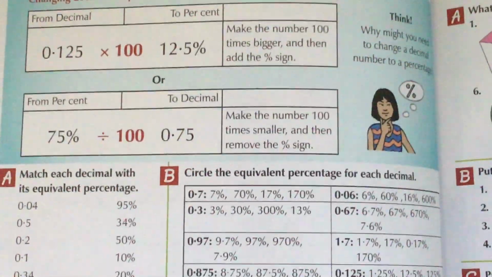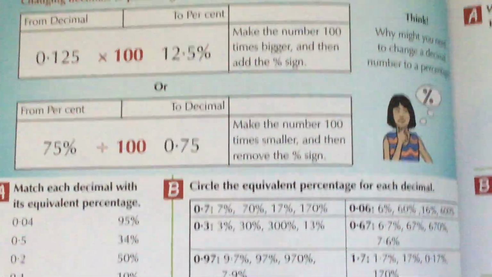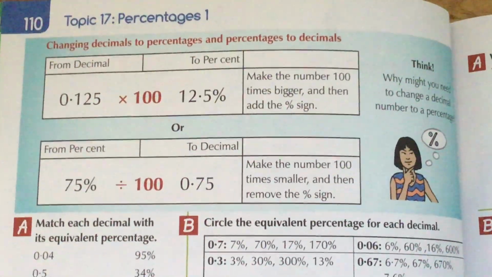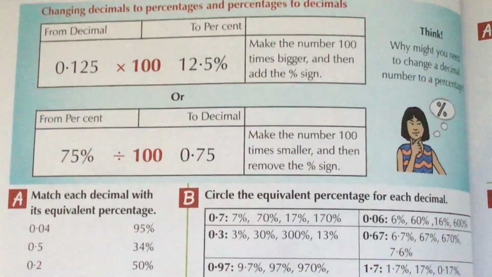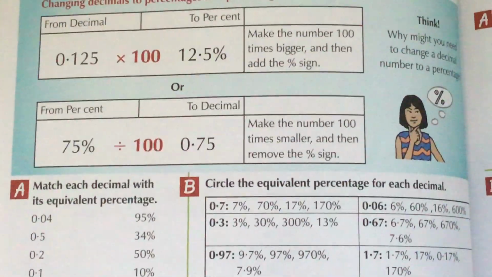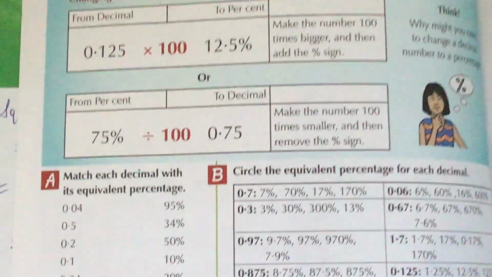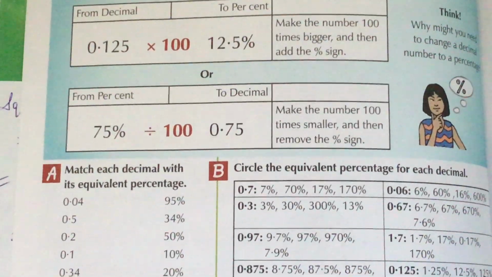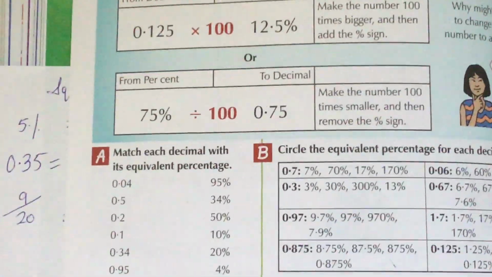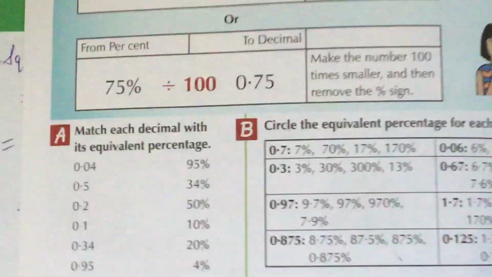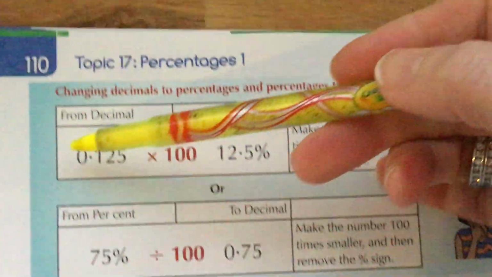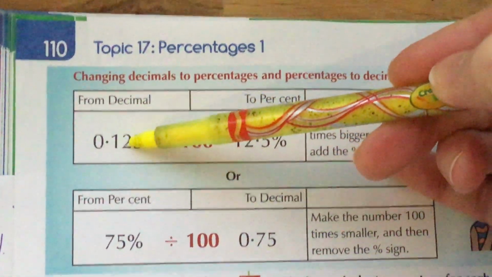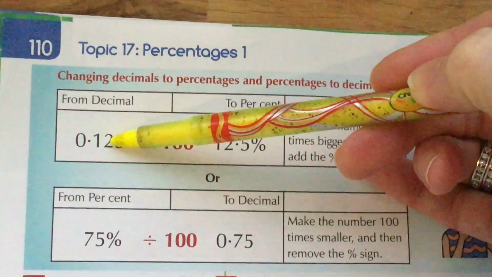So we're changing from decimal to percent. If we're changing to percent, we multiply by 100. You make the number 100 times bigger and then add the percent sign. So 0.125 is the decimal. We multiply by 100 to change it to percent. And we know the trick that if you multiply by 100, you move the decimal point 2 places to the right. Now that's not happening.